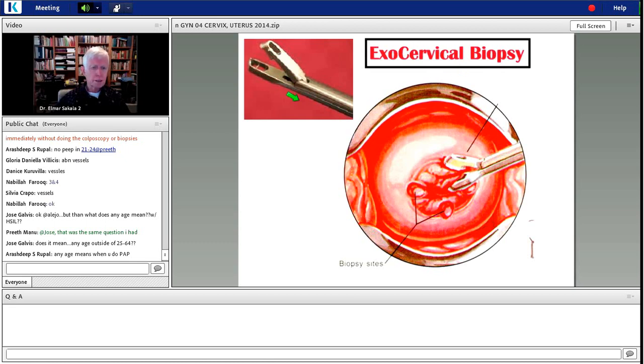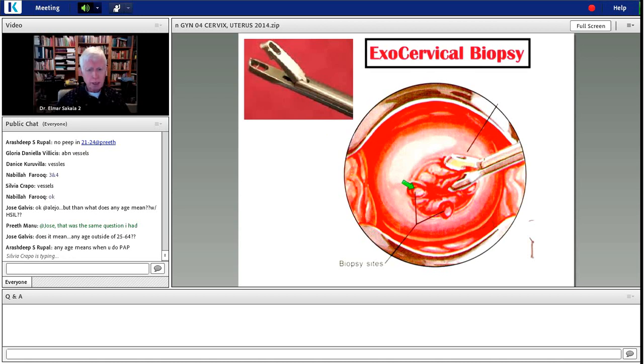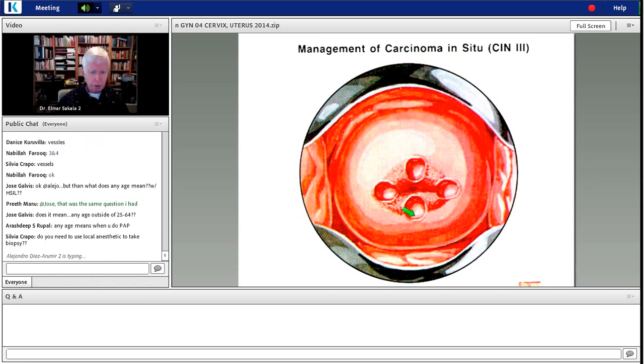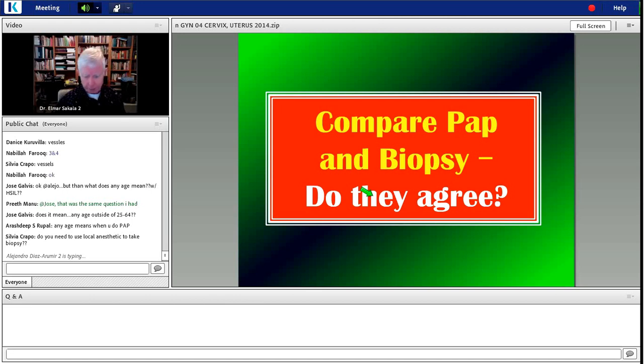This is called the Kevorkian biopsy forceps, and you can see we've got a specimen from 9 o'clock, from 6 o'clock, and from 3 o'clock. Okay, so sometimes it's called a 4-quadrant biopsy: 12, 3, 6, and 9.